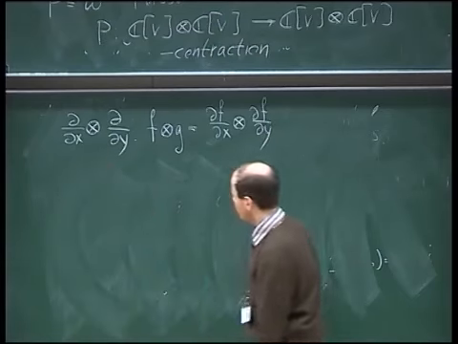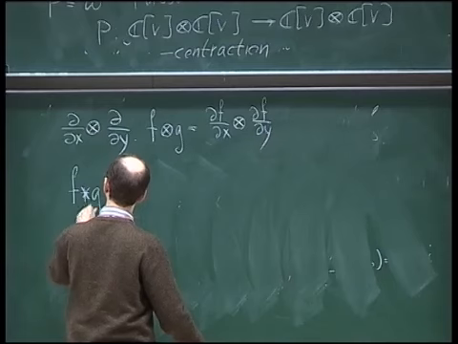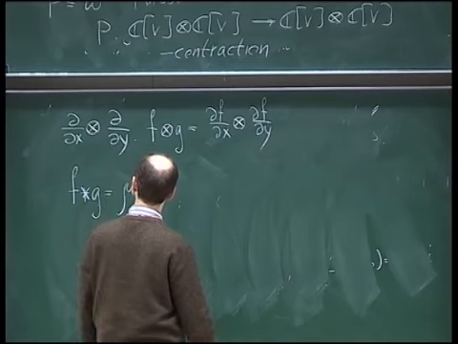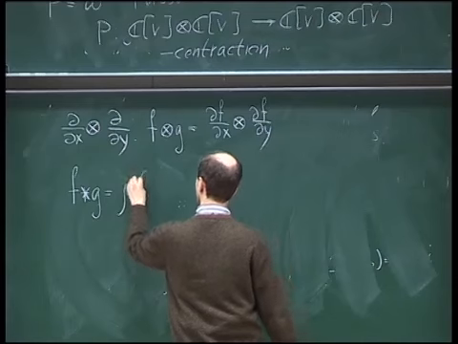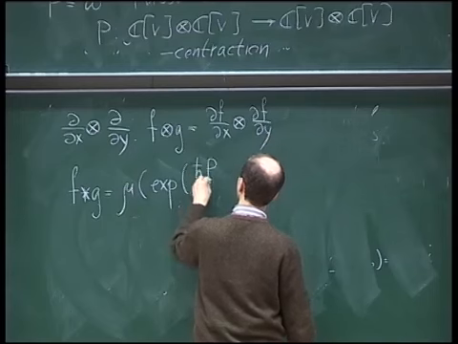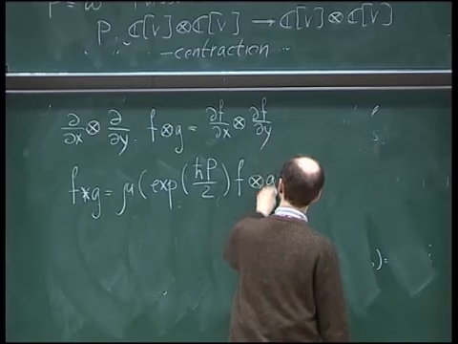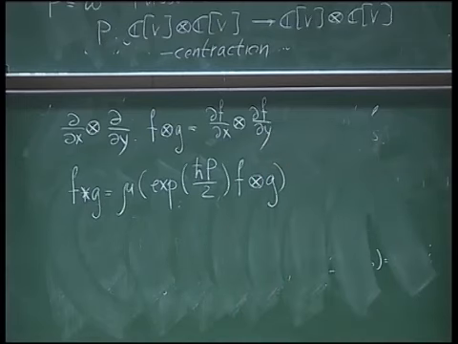Okay, and now there is a formula: f star g equals mu, I will explain what mu is, times exponential of h bar P over 2 applied to f times g. And mu is nothing else but multiplication.